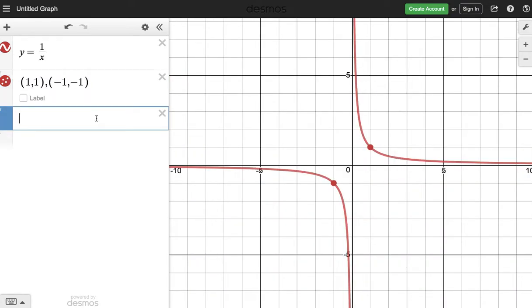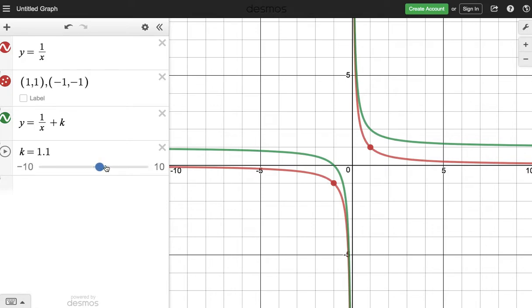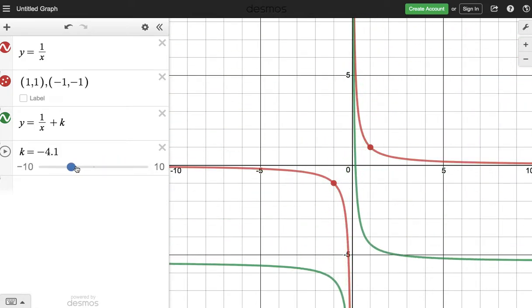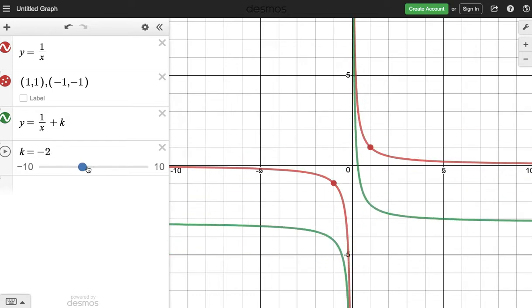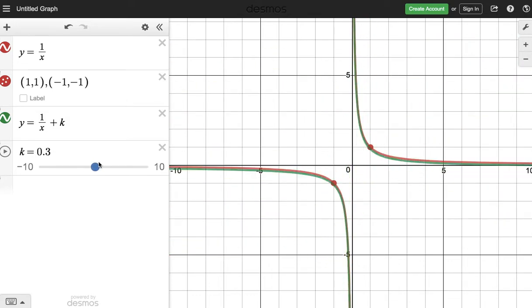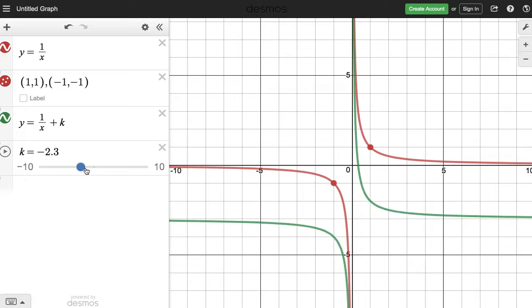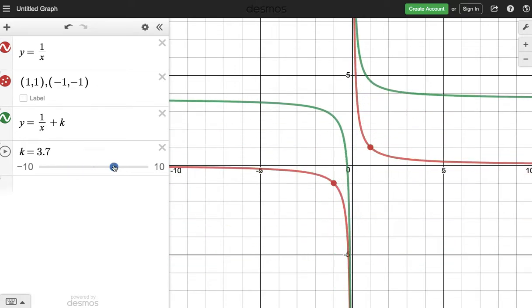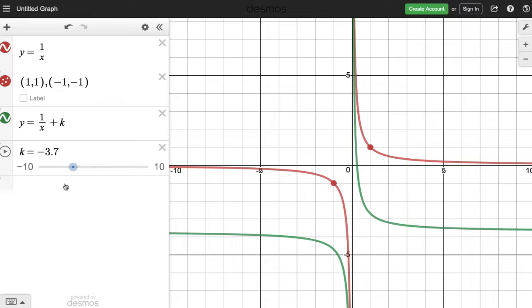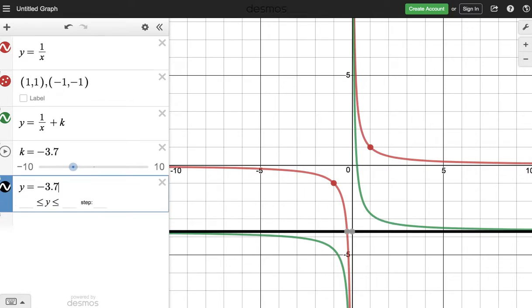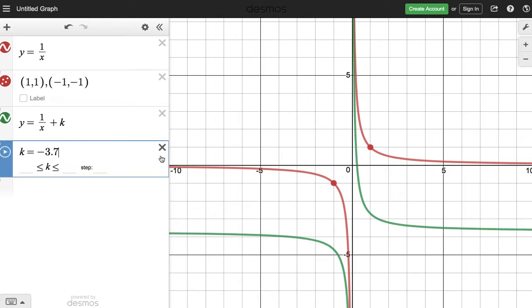Here we go. If you had something like 1 over x and then plus some value outside of the function, ask yourself, what do you think that this is going to do? Were you right? Adding a value outside of the function will just shift your graph up or down. Notice the horizontal asymptote is being shifted. Originally it was the x-axis, now it's y equals negative 3.7 is where that asymptote is.